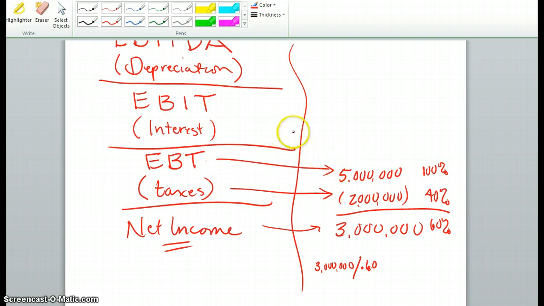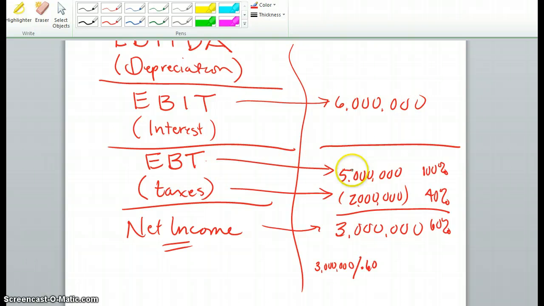Well, for interest expense, it gave us EBIT of 6 million. So if I have EBIT of 6 million and I have EBT of 5 million, I can take 5 million from 6 million and I can therefore determine that I have interest expense of 1 million. So that's the way that you will approach problems. Often you might have to start from the bottom up and figure it out that way. So I hope that helps.